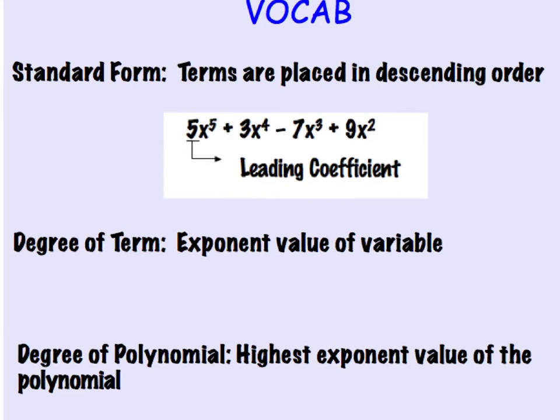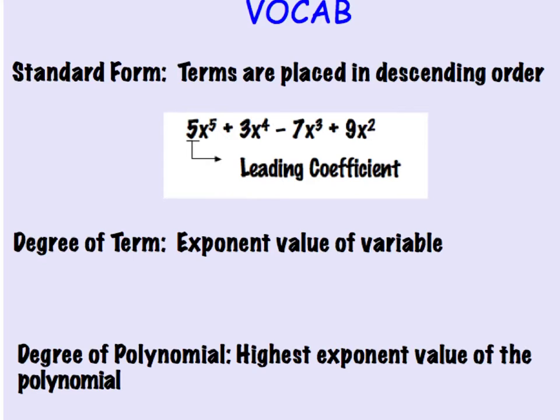All right, as promised, there's a lot of vocab. So the first term you need to know is standard form. This means the terms are placed in descending order. Descending means going down. So when you look at these terms, 5x to the 5th power, 3x to the 4th, negative 7x to the 3rd, and 9x squared, these are in standard form because the exponents go down in descending order. So 5, 4, 3, 2. So that's what standard form is.